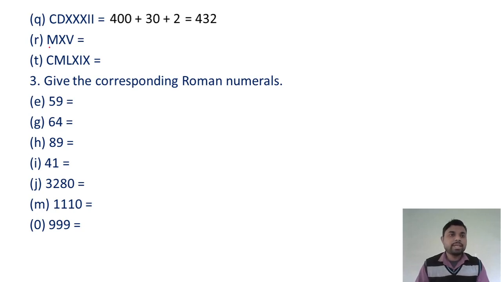Next, MXV. M means 1000. XV means 15. X means 10 and V means 5. All smaller numbers are on the right side. So we'll do addition. So 1000 plus 10 plus 5, that means 1015. Okay.